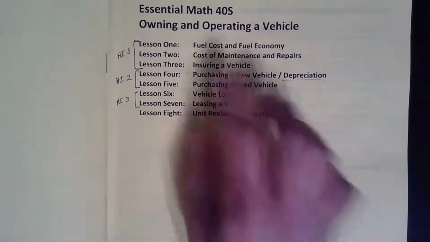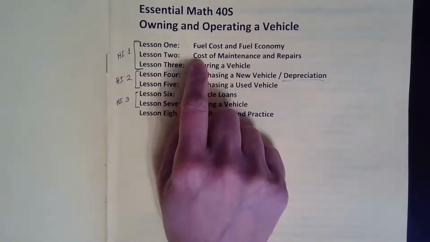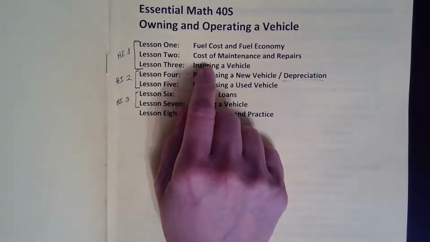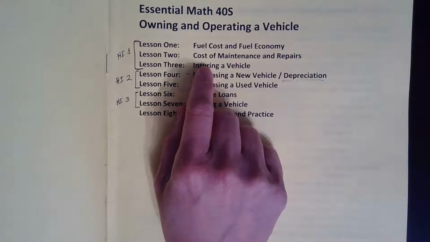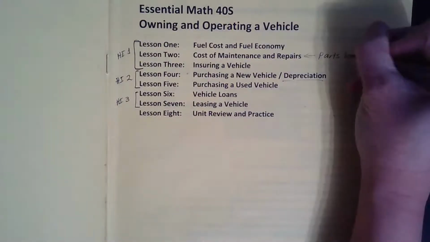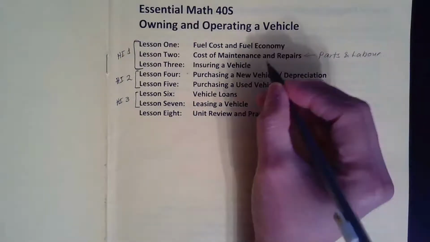Okay. Earlier I said that what we've done so far is the fuel cost and fuel economy. That's in lesson one. In lesson two, we talked about the cost of maintenance and repair, in terms of parts and labor cost, both GST and PST.